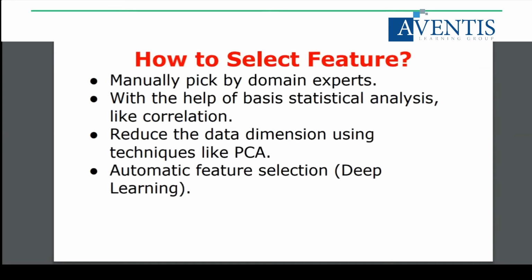But with deep learning, which is a special kind of machine learning, one can automatically select the features which are most descriptive in nature. So later I will explain a little bit more about deep learning, but these are the ways one can select the features.